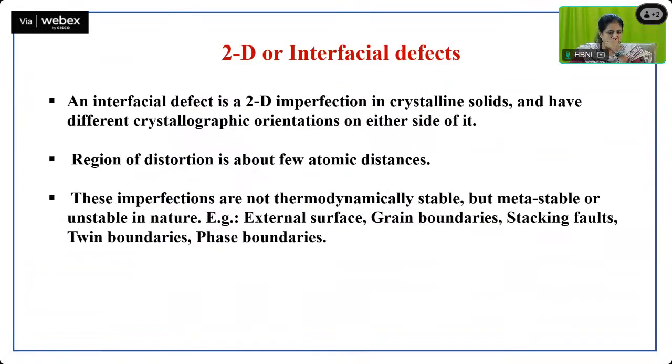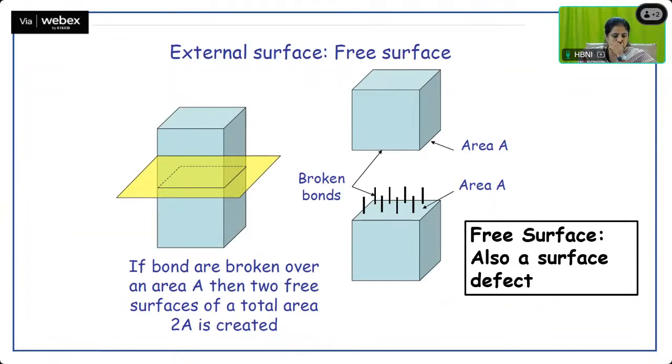Like in the case of line defects, they are one-dimensional defects as they are spread across a line, or in one dimension. 2D defects are spread across a surface area, and the region of this surface area is about a few atomic distances. Also, like one-dimensional defects, 2D defects are not thermodynamically stable, but they are metastable or unstable in nature. And there are different kinds of 2D defects, and let's talk about them one by one.